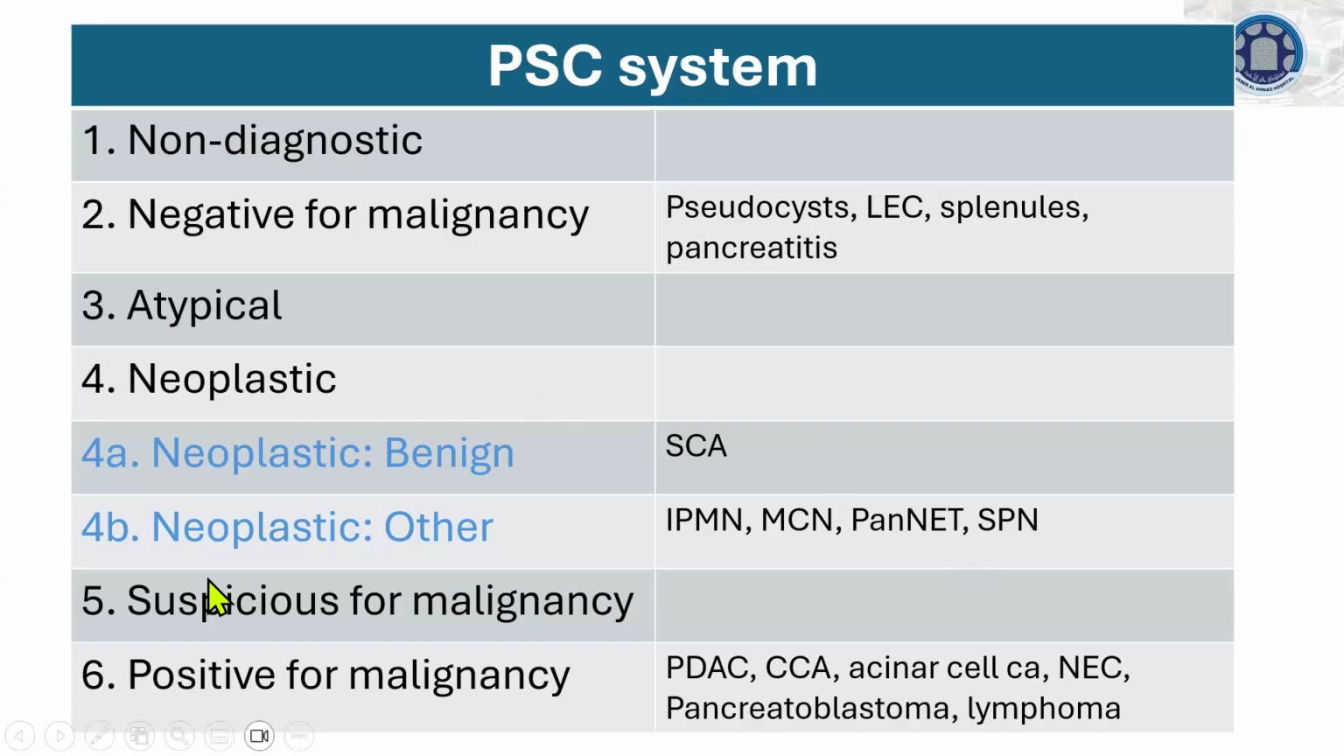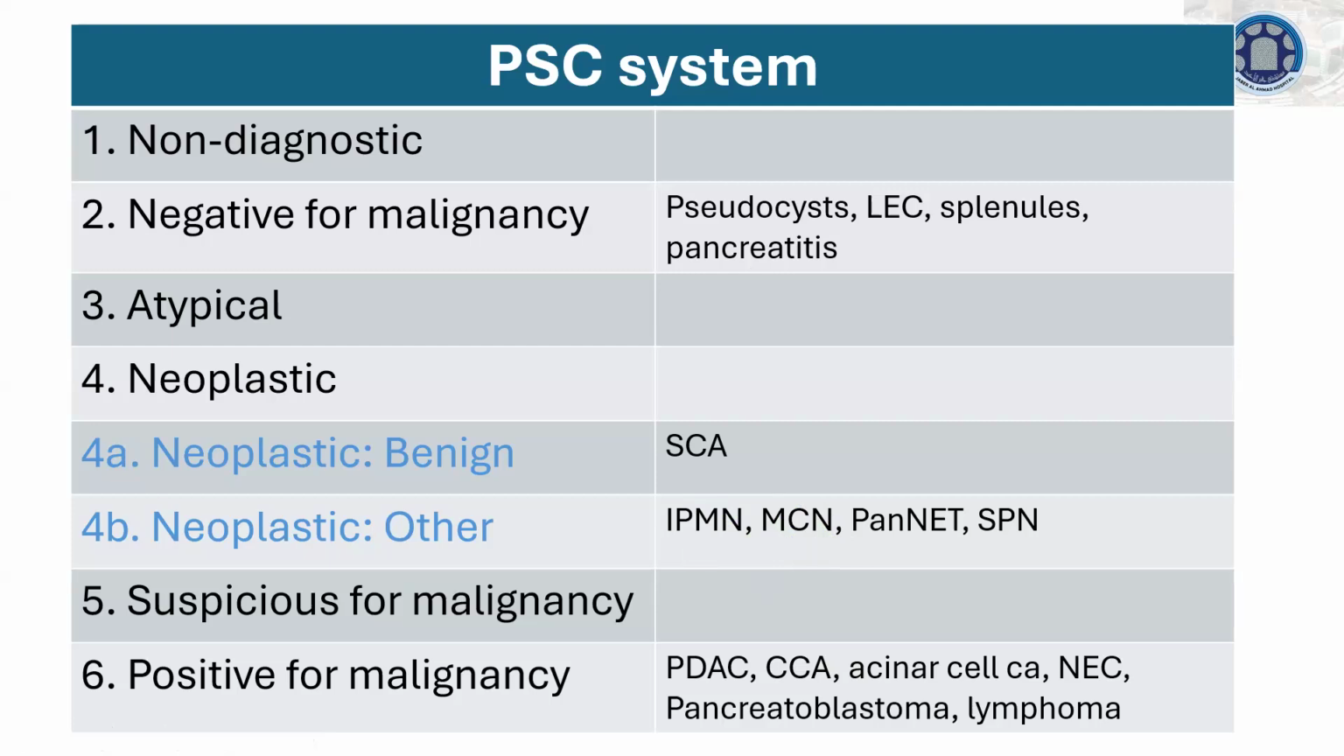Now, what is the basic problem with the PSC system? This category combines neoplasms with different behaviors under one category. So serous cystadenoma, if you know, is almost a purely benign neoplasm. Whereas PanNET and SPEN actually are more malignant. Whereas in these, there are low risk and high risk categories. So if it is low risk, it can be benign. If it is high risk, it can go to malignant. So the basic problem here was that the risk of malignancy and the subsequent management could not be classified correctly.